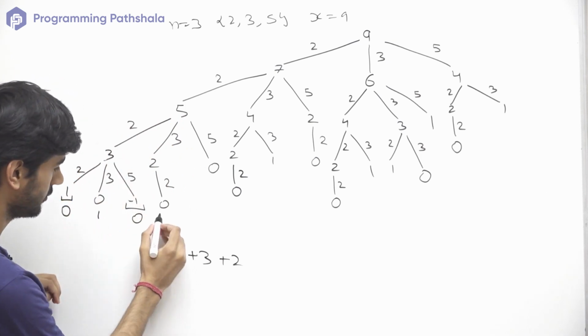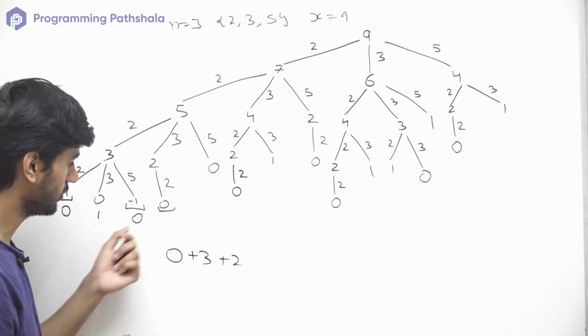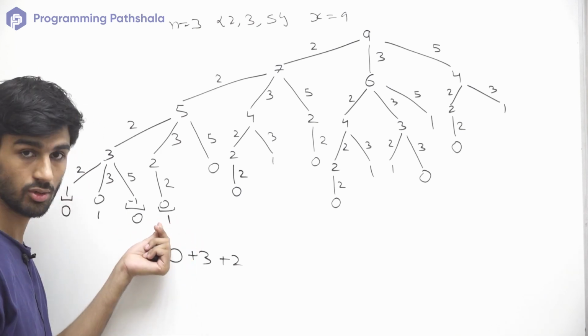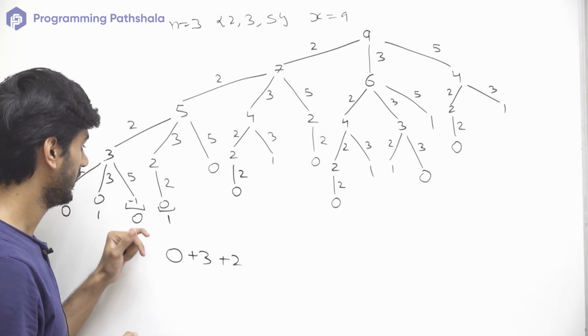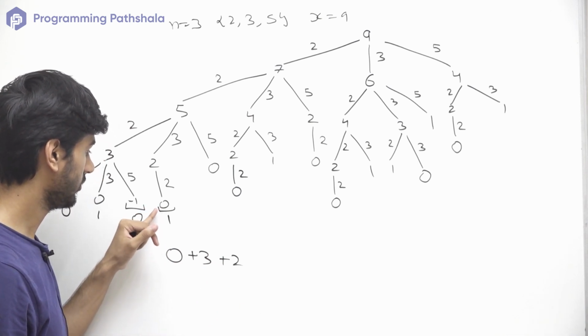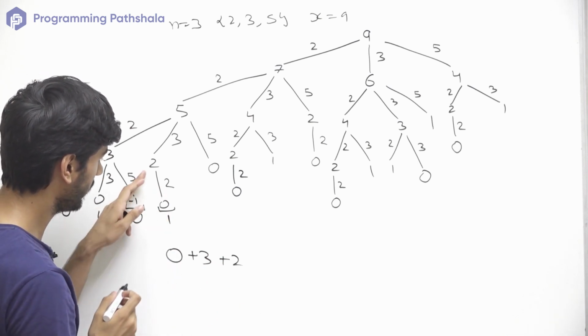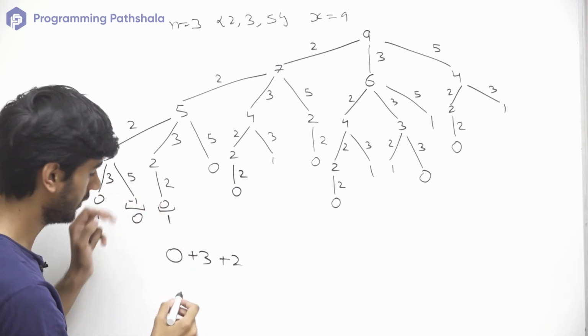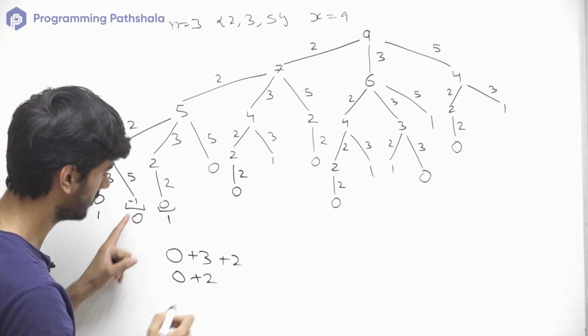So now let's focus on this part. Here also we can say there is one way to get a sum of 0, and that is to not pick any coin. And because there is one way to get a sum of 0, we can say there will be one way to get a sum of 2 if we pick a coin with value 2, because 0 plus 2 is equal to 2.